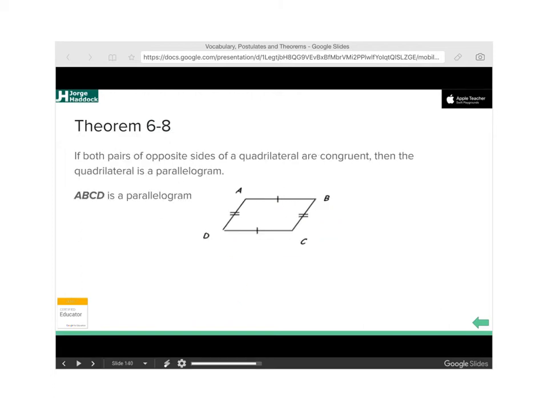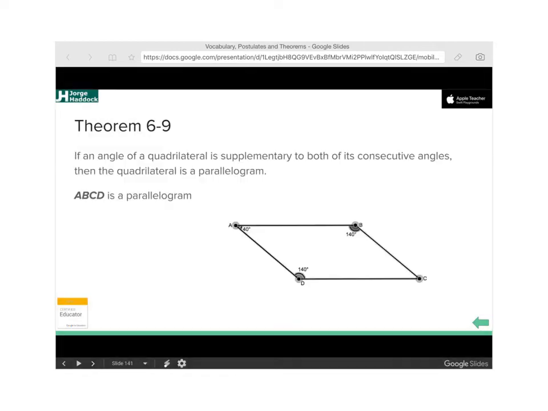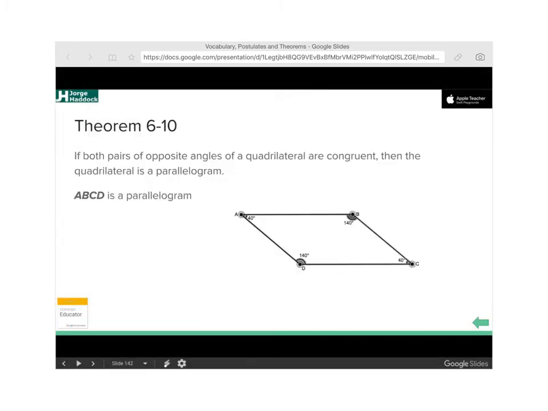Hi, so in this video we're going to be proving that a quadrilateral is a parallelogram. Knowing our properties of a parallelogram, we can state that if both pairs of opposite sides of a quadrilateral are congruent, then the quadrilateral is a parallelogram. Also, if an angle of a quadrilateral is supplementary to both of its consecutive angles, then the quadrilateral is a parallelogram. If both pairs of opposite angles of a quadrilateral are congruent, then the quadrilateral is a parallelogram.